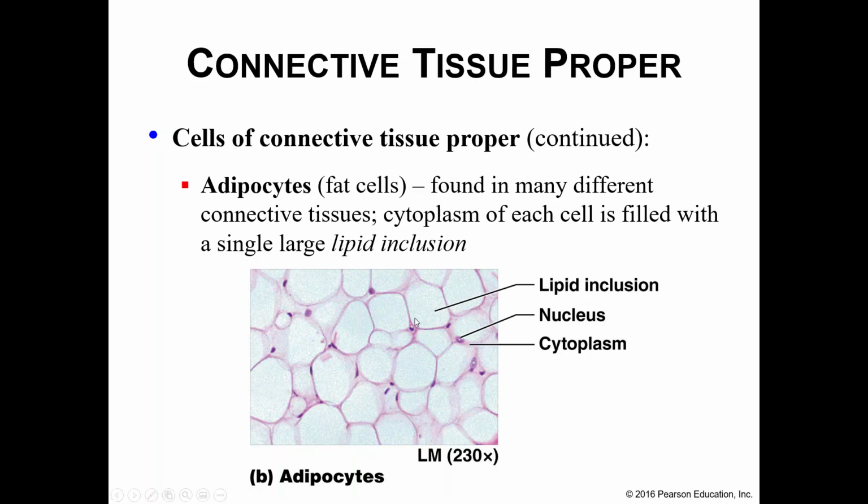But these are legitimate cells. Okay, they have a nucleus, they have cytoplasm. It's just a little bit more difficult to see because the lipid inclusion gets so large. So again, each of these are a legitimate cell by themselves. They have the full components. All we really just end up seeing is the lipid inclusion there.